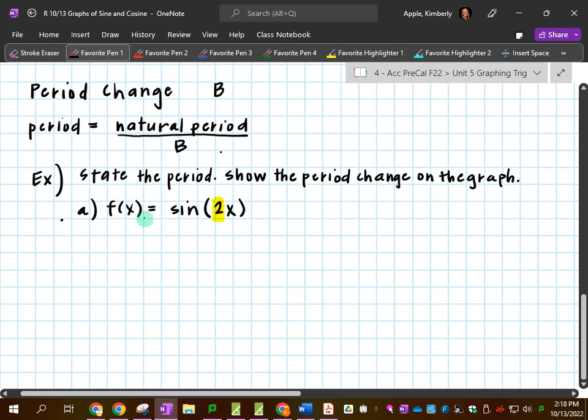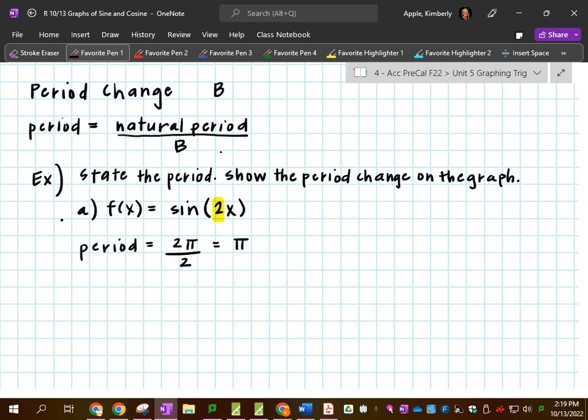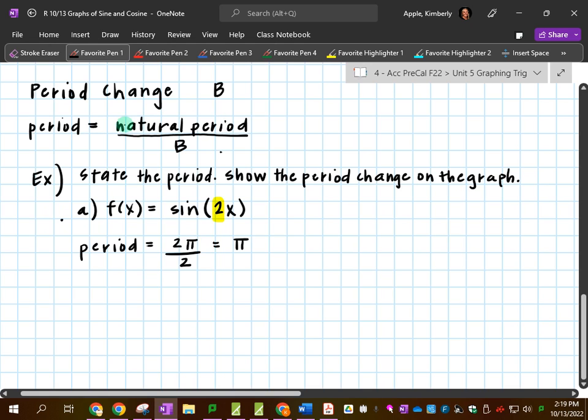And so the first thing I asked you to do is state the period. The normal and natural period of sine is 2 pi. And I want to divide by b, which gives me a new period of pi radians. So the period for this function is half as long. So the formula for the period is to take the natural period of the function and then divide it by the b value.